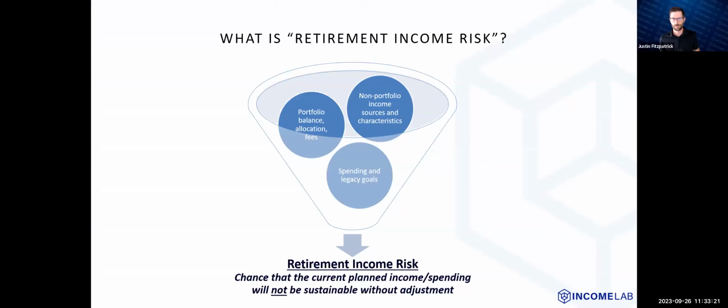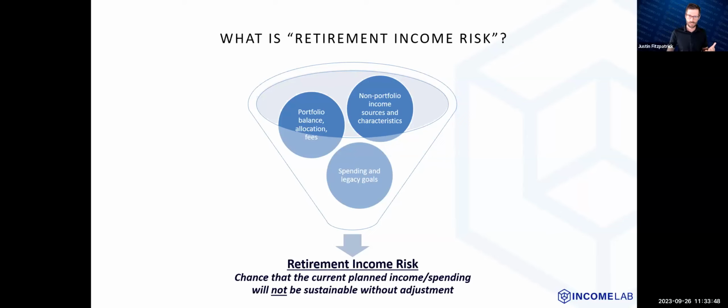So what's an alternative? The alternative is to take a broader view of risk. We call this income risk or retirement income risk. It is simply, what are all of the things that could make your current spending level, your current plan for future spending unsustainable, and suggest that you might want to adjust your spending downward.